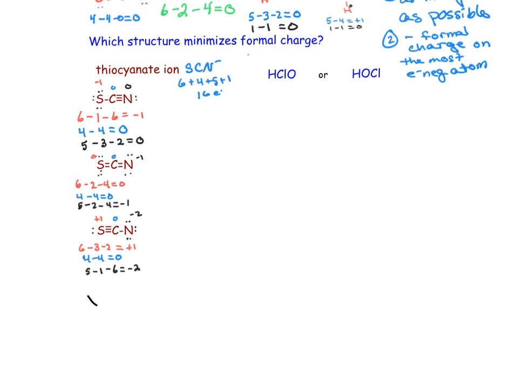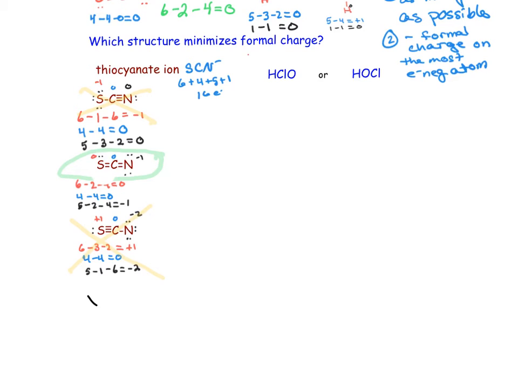So here's how it works. First, I want as many zeros as possible. So we can cross off this bottom one because the others have 2 zeros. Second, we want the negative charge to be on the most electronegative atom. So we know that nitrogen is more electronegative than sulfur, so we can cross off the top one. So the actual best structure is this one.